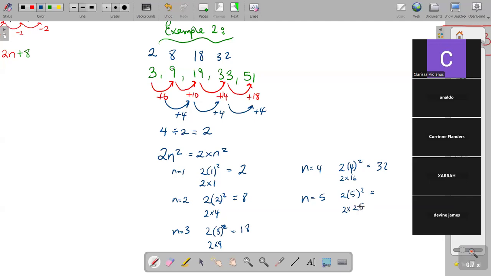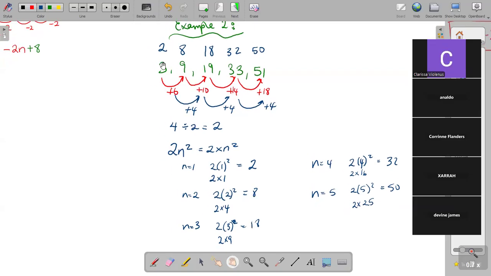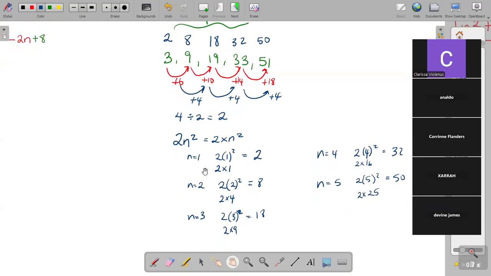25. So that's 50. So anybody see the formula now? Anybody seen the rest of the formula now? I see it. Going from 2 to 3, 8 to 9, 18 to 19, 32 to 33. So what's the next part of the formula?